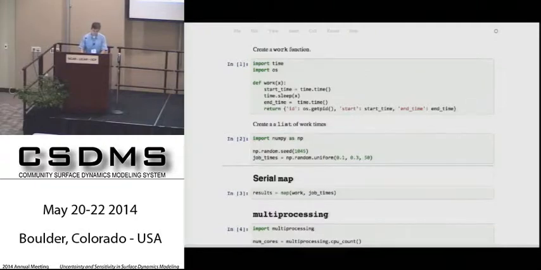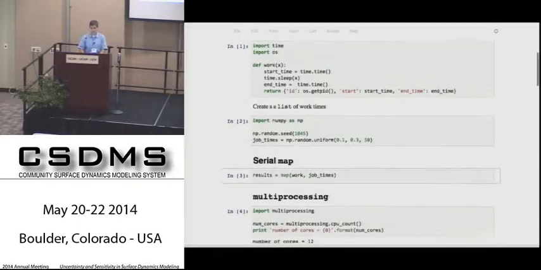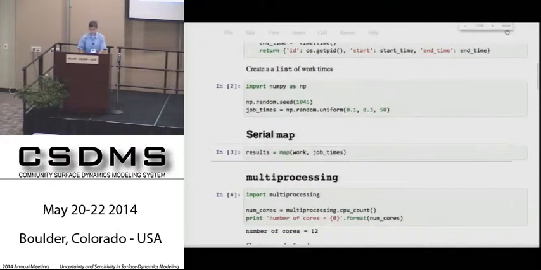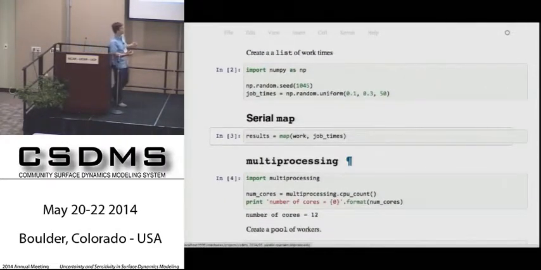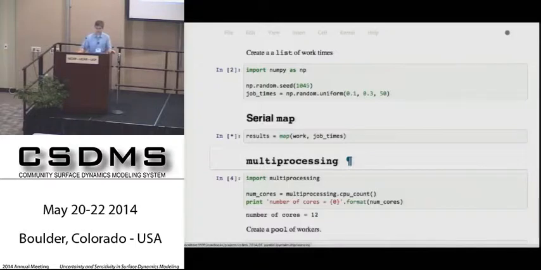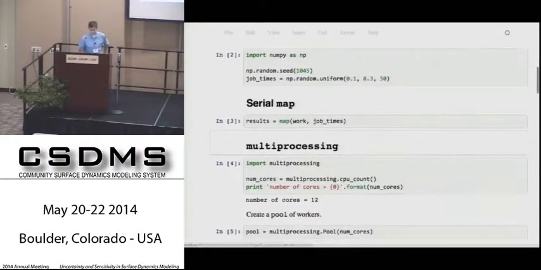So I'm going to create 50 of those things, and I'm going to do just the serial map. We've already seen this, but just one more time, what I'm doing is saying, here's my job times. I want to apply this to my work function and then return the results. So I'm just using a map. And if you set your code up this way, you'll see it's very easy to parallelize. This is going to take a while because I'm doing it in order. I'm just walking through my array, sleeping, and there it's done. So that took a little while.